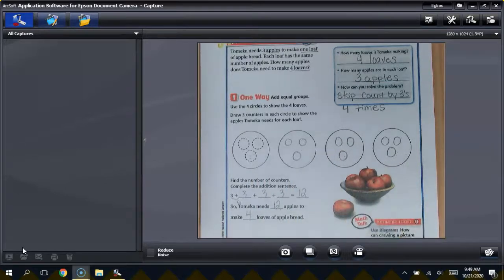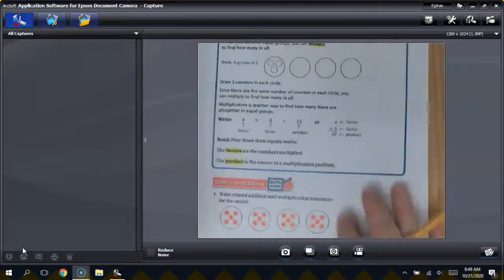All right, great job, boys and girls. Let's go on to our next page. Go on to page 146. Turn to page 146.